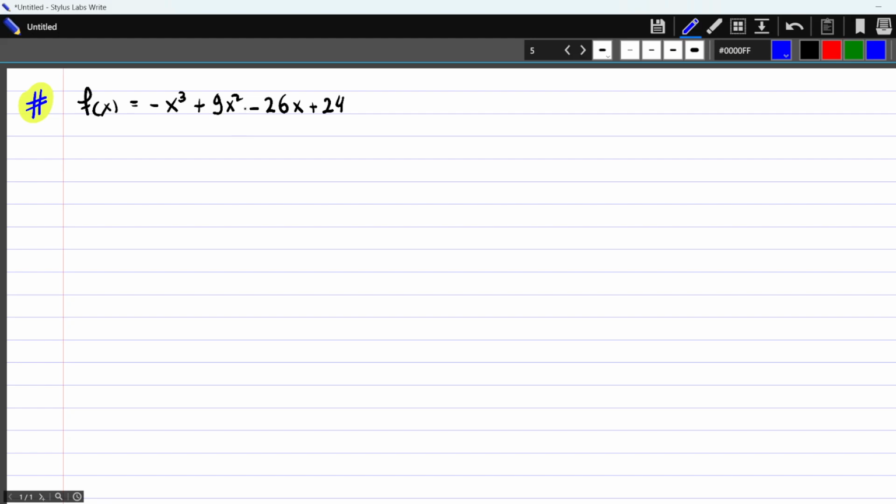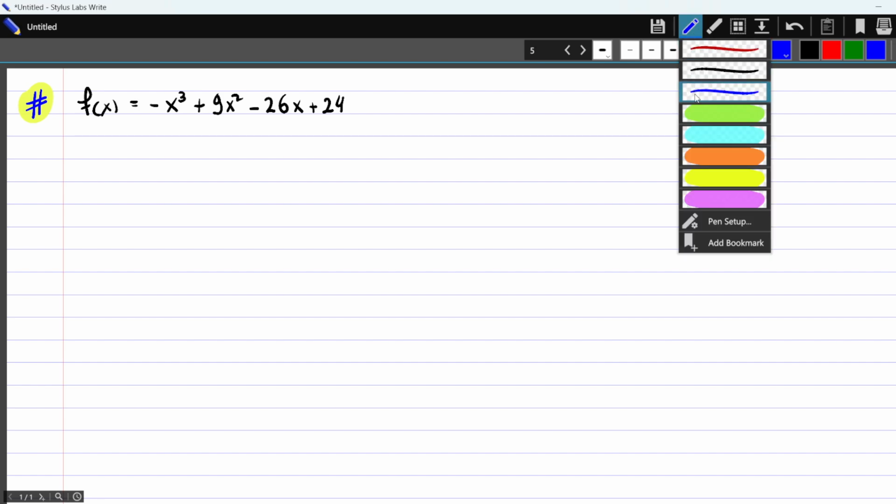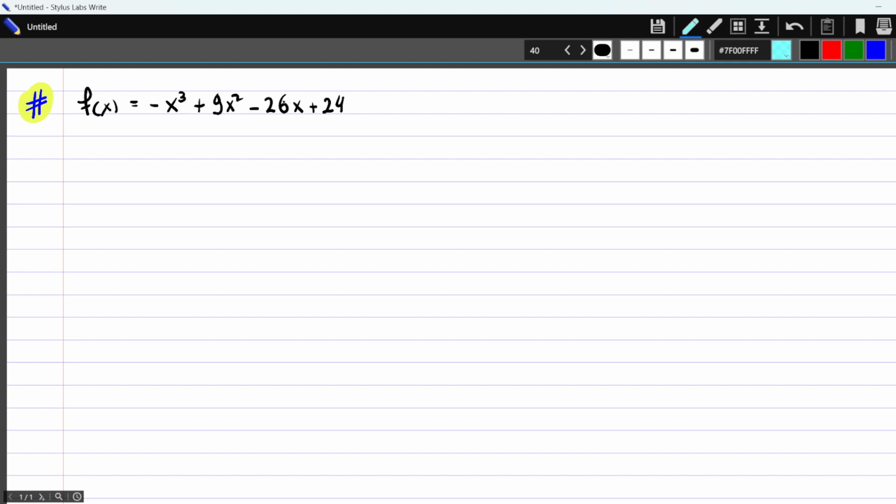So, what do we do first? First, we identify which one is the constant term. The constant term is this one, the blue one, the 24. So, what we need to do first is to identify which numbers divide 24. Can you see what are those numbers? Pause the video and think of it for a second.